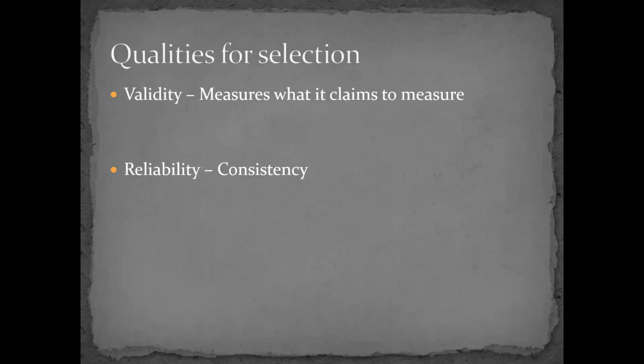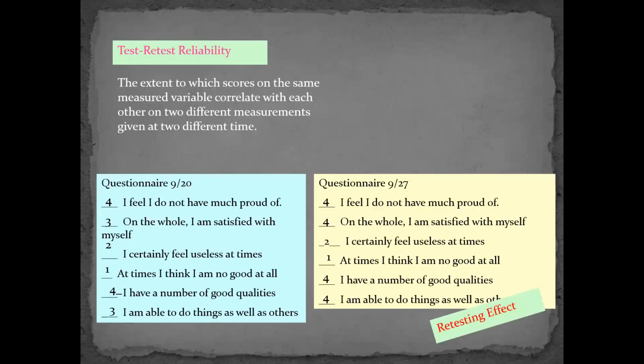So validity and reliability are two important things. Many teachers are afraid of validity and reliability, but validity is very simple, and reliability is also very simple. First, we'll check reliability. Reliability can be found out using the retesting method.